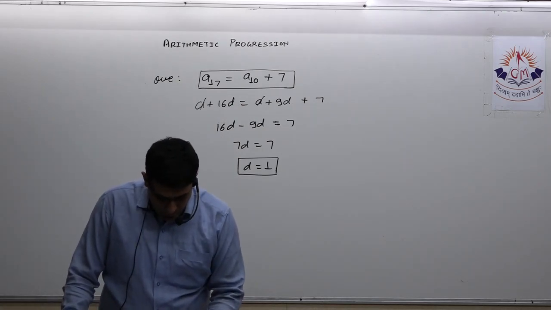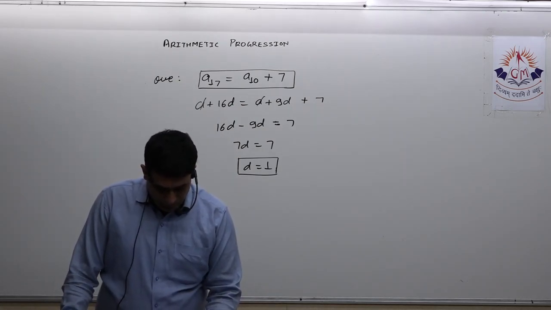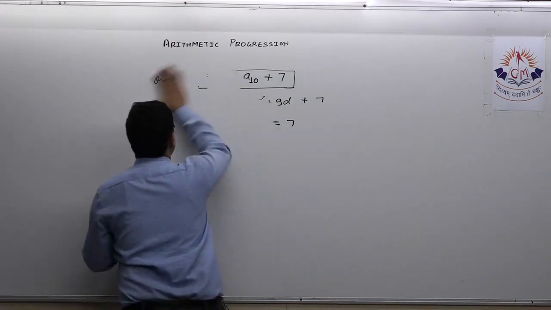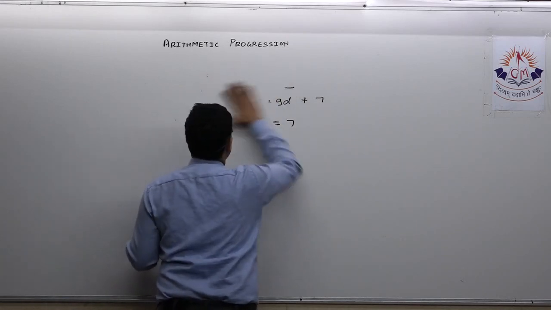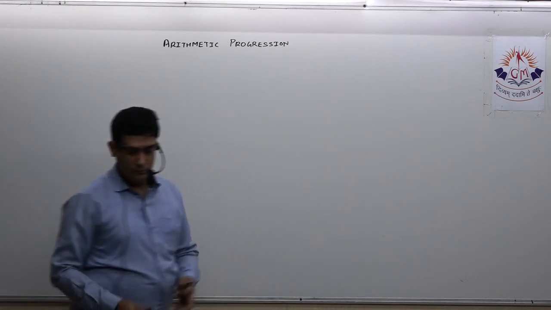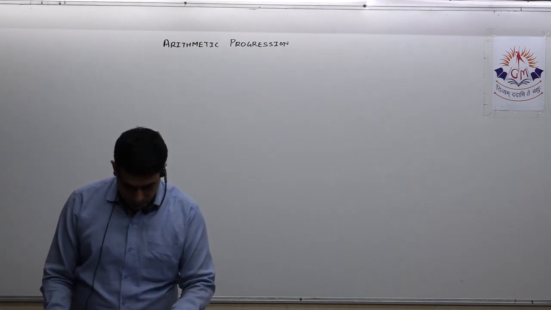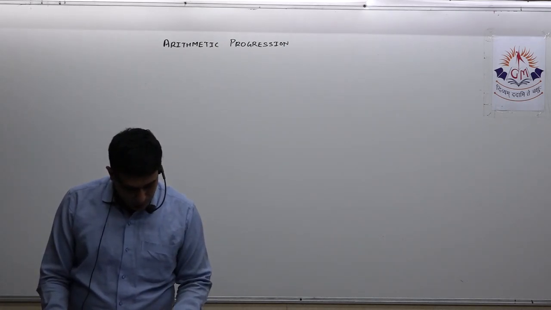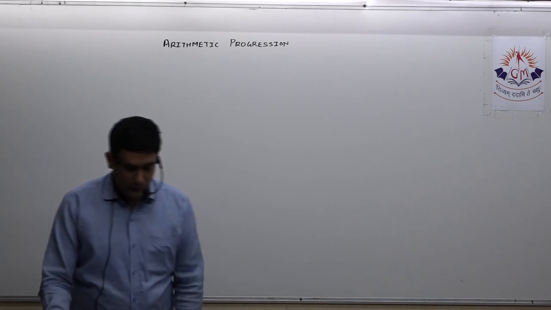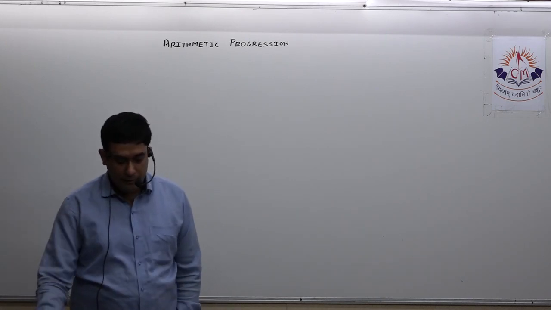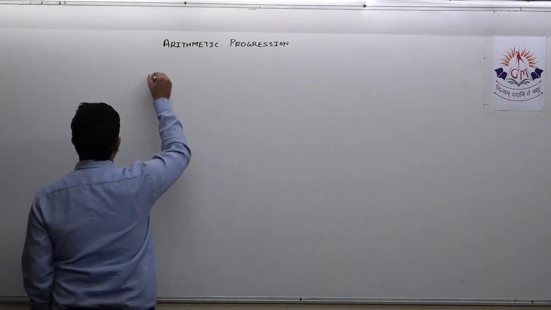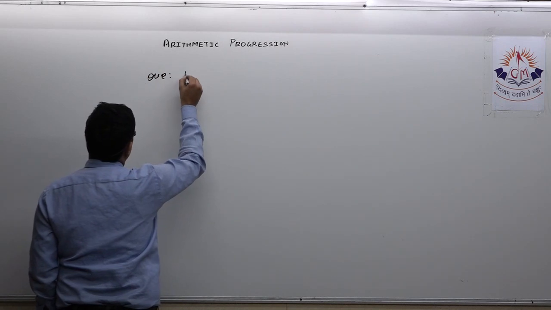Okay, now next question is question number 17. It's one of the important questions. How many three-digit numbers are divisible by 7?